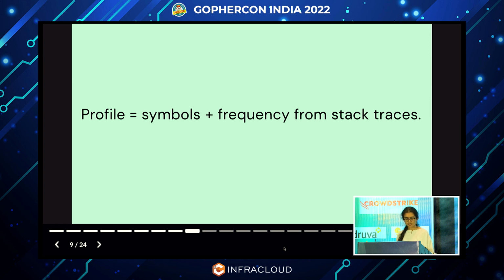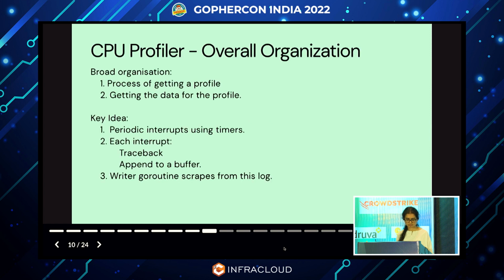So the Go docs define a profile as a collection of stack traces, and simplifying it a great deal, a pprof profile could be distilled into a collection of symbols that could be function names, for example, and their frequency, which can be derived from the stack traces. CPU profiler, let's look at the overview.